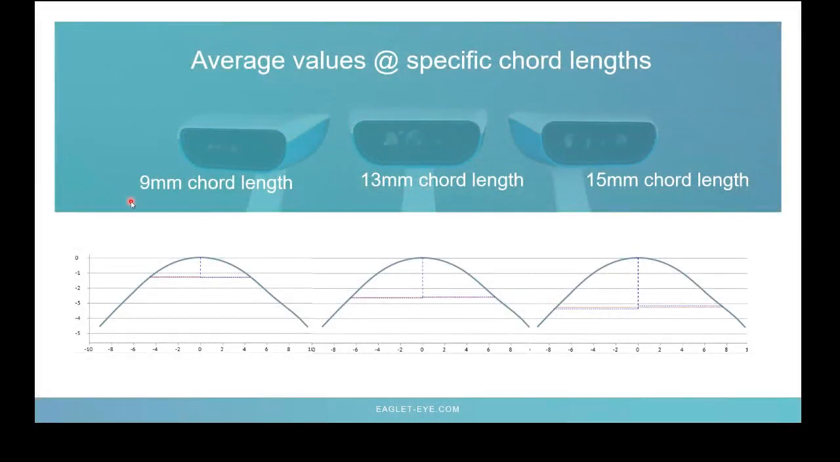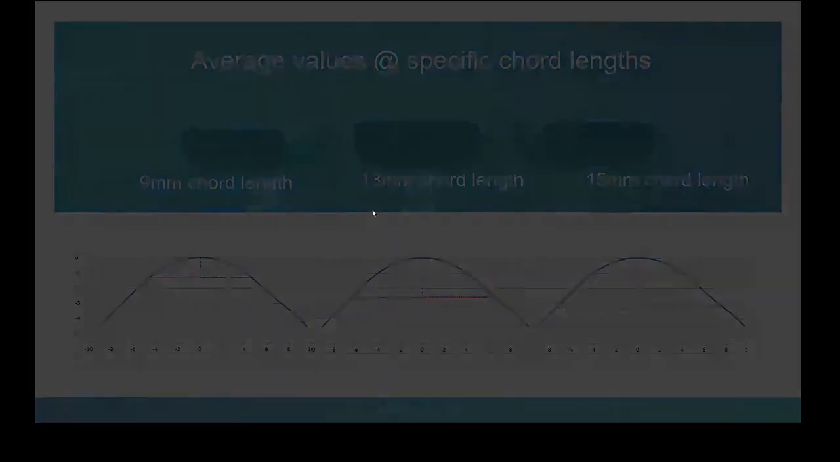9 millimeter chord length, I chose it because this is more or less the size of the optical zone. Some designs use 8 millimeters for the optical zone, some 10, but 9 is more or less in the middle. 13 millimeters is the place where a lens starts to land on the eye. Let me visualize it.